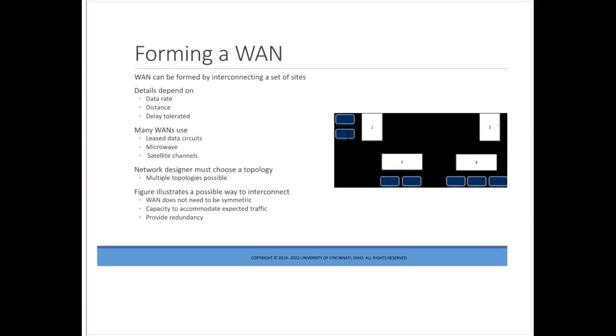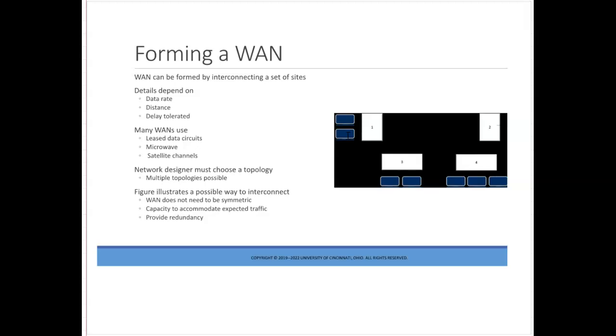A WAN can be formed by interconnecting a set of sites. The exact details of the interconnections depend on the data rate needed, distance spanned, and the delay that can be tolerated. Many WANs use leased data circuits, but microwave and satellite channels are available.